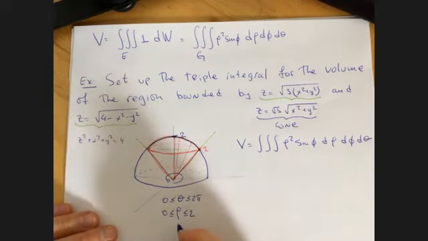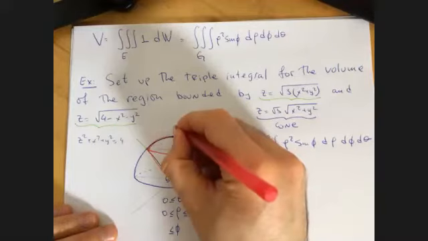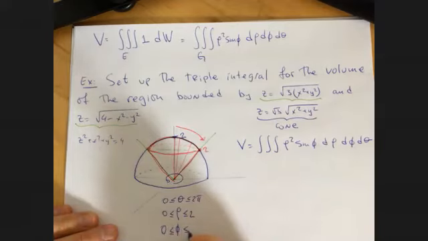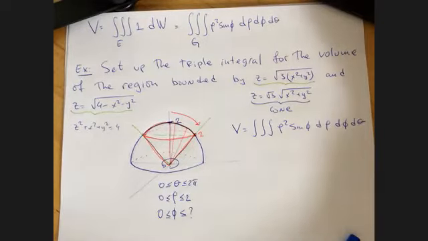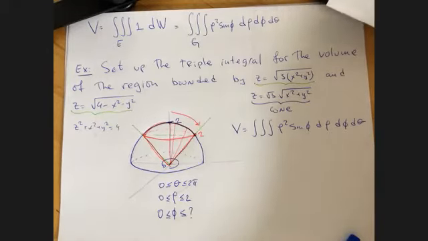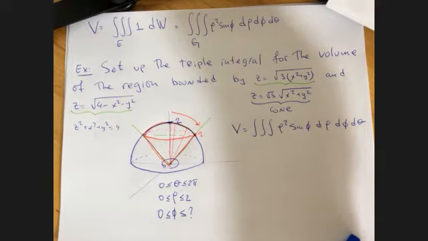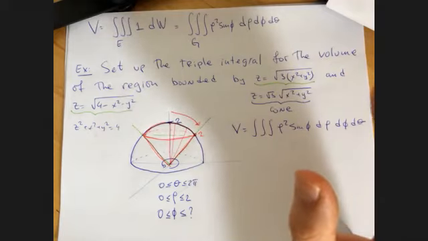And the last one that you have to answer is how much is phi bounded by. Well, phi starts from here, and it goes all the way to here. So that means that phi starts from 0, and the only tricky part here is what is the upper bound of phi? Now, in order to answer that, we have to find this point where these two equations meet. There are different ways of dealing with this.